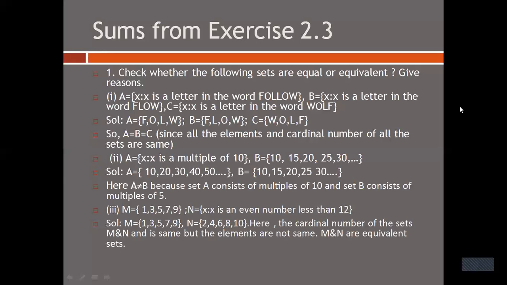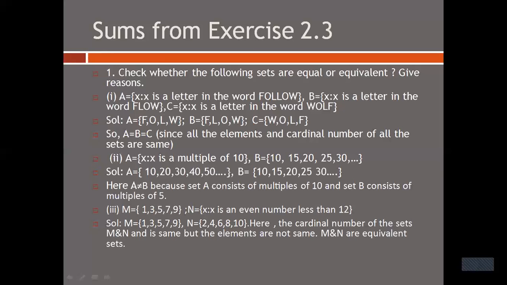Here A and B are not equal sets because set A consists of multiples of 10 and set B consists of multiples of 5. The elements are not the same, so they are not equal sets. They are not even equivalent sets, because there is no particular ending number in the set. So we cannot say whether the number of elements in both the sets is the same or not.